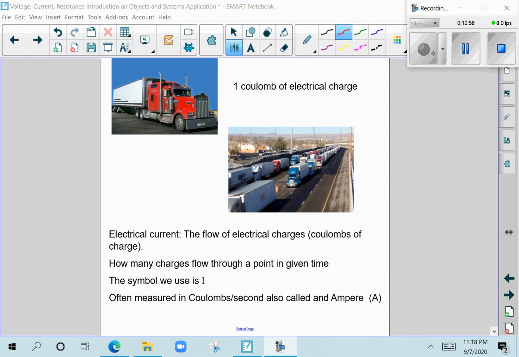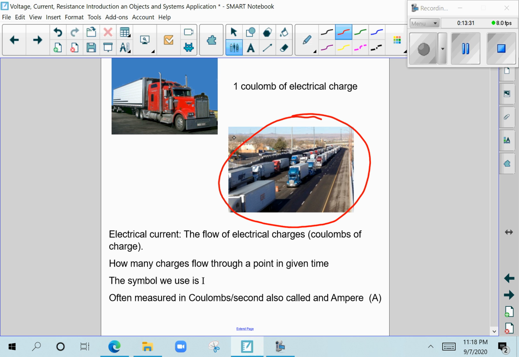Now, while it's true if I have a single truck or coulomb of charge, I can get a fair amount of packages through. But if I'm going to really run a very successful business, I need a fleet of trucks. I need several trucks moving down the roadway at any given time. The roadway would be the wire of the circuit. So a lot of times we describe electrical current as the flow of charges, which would be the number of coulombs that flow by in a second. It's really the amount of traffic that's flowing through on my roadway.